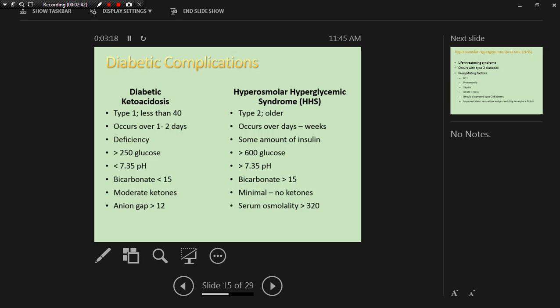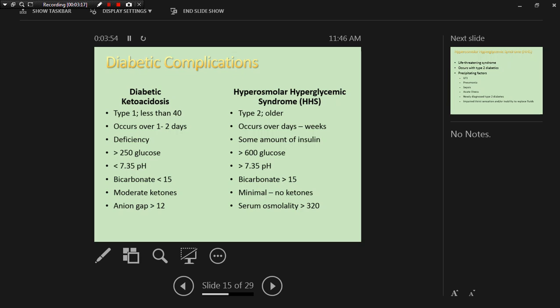Now HHS, very rare condition as well. It's typically going to happen in your patients with type 2, maybe older. These patients have some sort of infection that stimulates the release of the counter-regulatory hormones. So we're going to have excess glucose available for the stress response to fight the infection or injury. But these patients are not going to be ketoacidotic because they at least have enough insulin production that the cells are not going to be starving and they're not going to have to break down free fatty acids for energy.